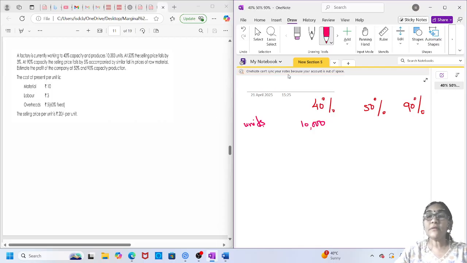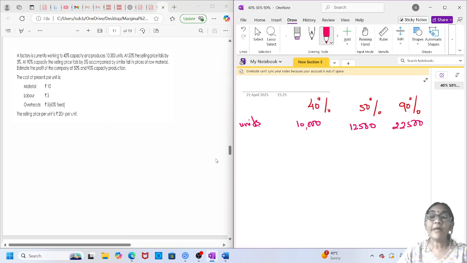Simple, 10,000 into 50 divided by 40. So it will be 12,500 units. For 90% capacity, it would be 10,000 into 90 divided by 40. So approximately 22,500 units. Right? Now, let us look at each situation.